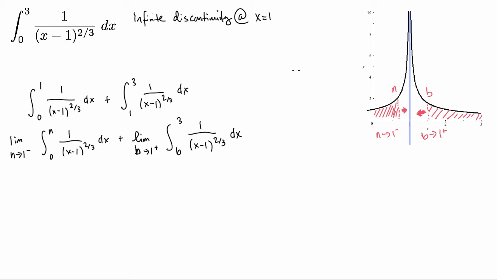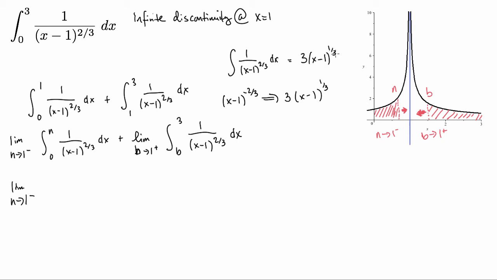All right, if we actually try to evaluate this integral, let's start with the first piece. We'll have the limit as n goes to 1 from the left of the integral of 1 over x minus 1 to the 2/3. So this is like x minus 1 to the negative 2/3. So using power rule, you add 1 to the power. That becomes a 1/3. And so you divide by 1/3, which is the same as multiplying by 3. So our antiderivative here is going to be 3 times x minus 1 to the 1/3.